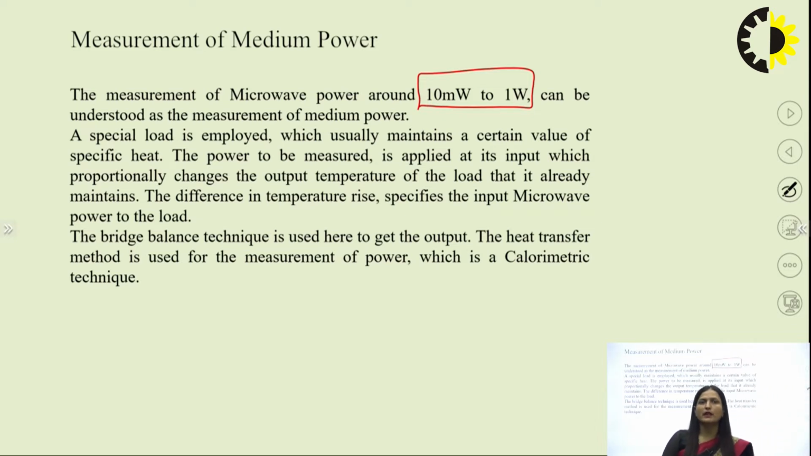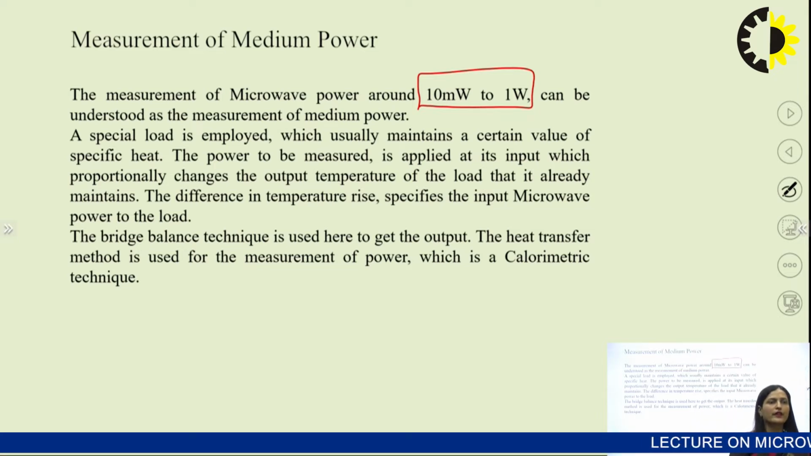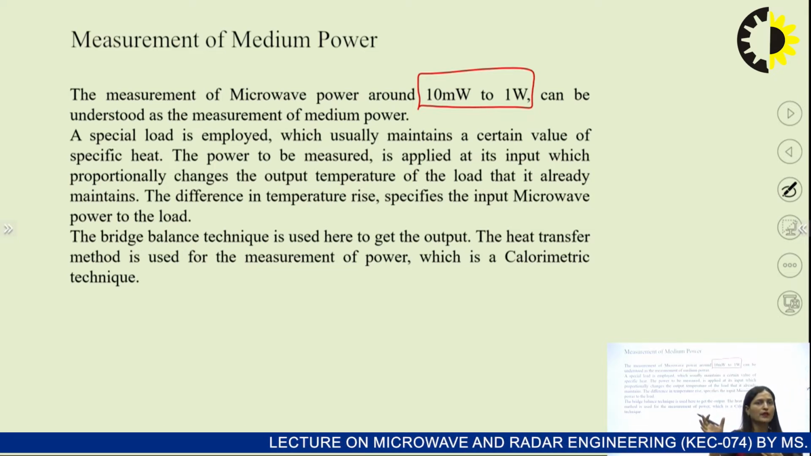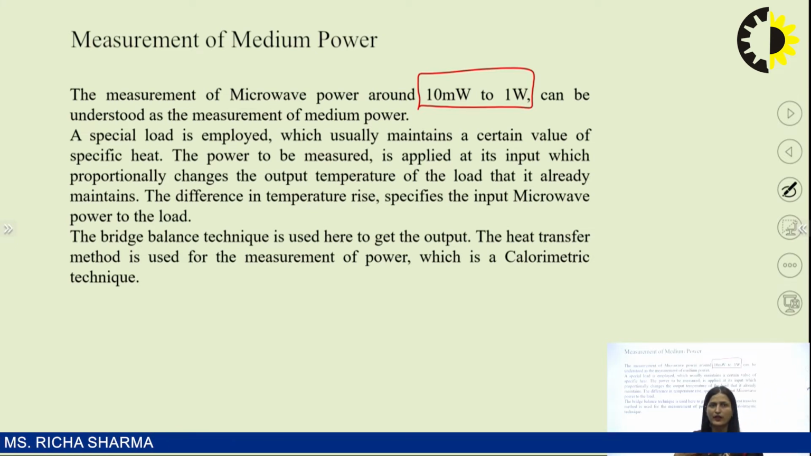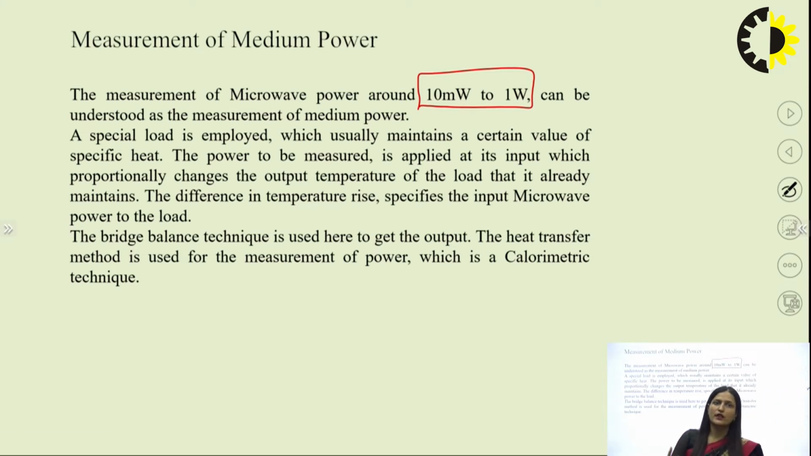be measured is applied at this input, which proportionally changes the output temperature of the load that is already maintained. It means we are using one particular temperature, specific heat, and if we are providing some microwave signal, then this temperature is going to change, and the difference in temperature rise specifically reflects the input microwave power to the load. So the change between the temperature of this load is directly proportional to the microwave power.